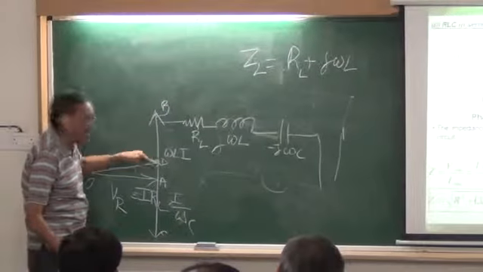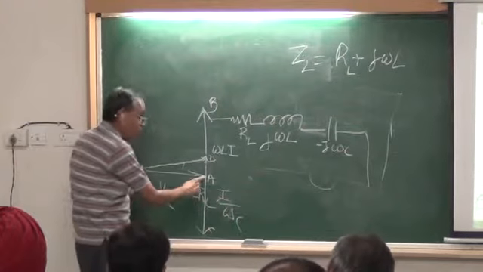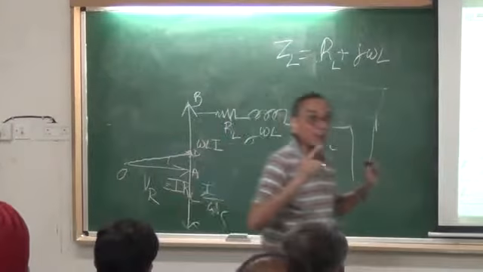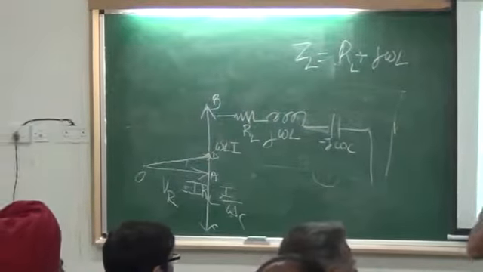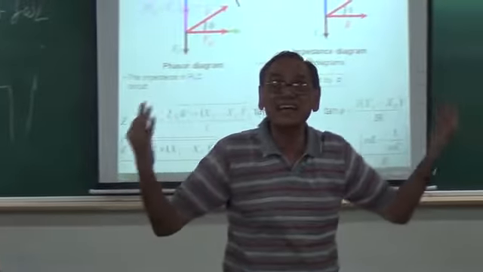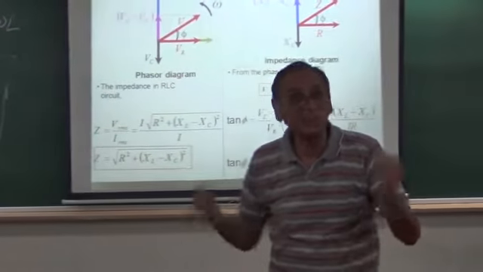But at resonance, AD will become 0. Therefore the voltage will become a minimum if you keep the current constant. So for a given current, voltage will become a minimum, or for a given voltage, current will become a maximum. That is what is happening.